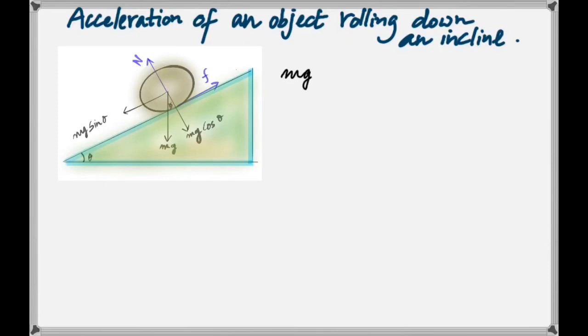And therefore, when you look at the net force along the x-axis, there are two forces: one is mg sine theta down and friction up. Therefore, the net force along the x-axis would be mg sine theta minus f, which should be equal to mass times acceleration. Remember that we are trying to find the acceleration, but we need to substitute for this force of friction. In order to do that, let us consider the torque acting.